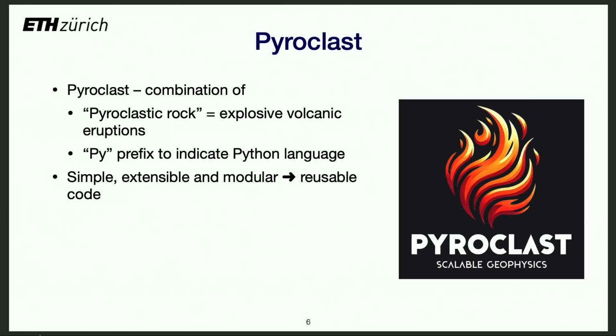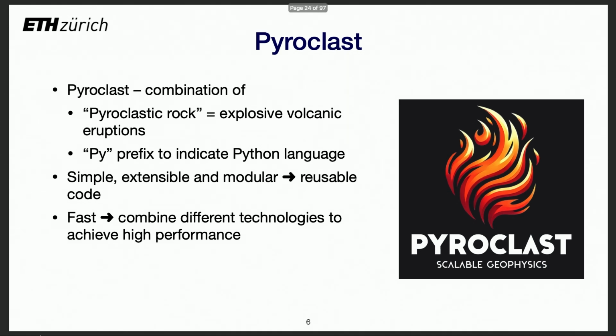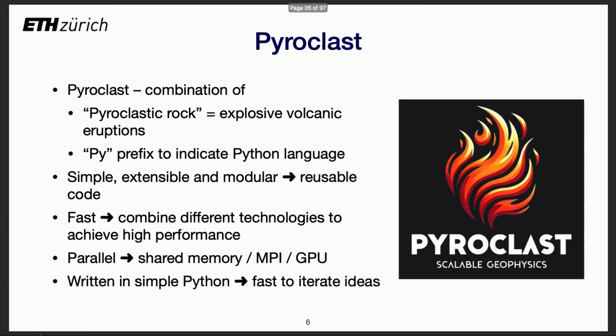But again, the point is to have a simple, extensible, and modular framework that offers a lot of reusable code and routines. It has to be fast, and to do this, I try to combine different technologies to achieve high performance. And of course, the idea is really to push parallelism. So shared memory, MPI, and GPU type of parallelism. Of course, this is still a work in progress, so a lot of this stuff I'm still working on, but this is the vision for the project.